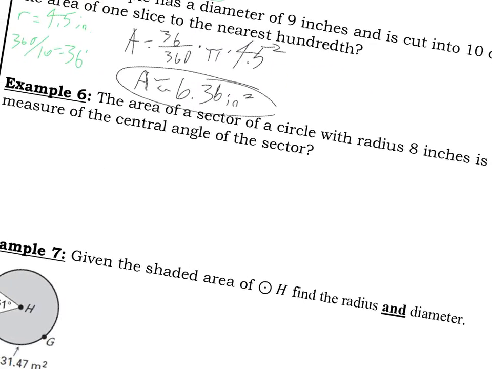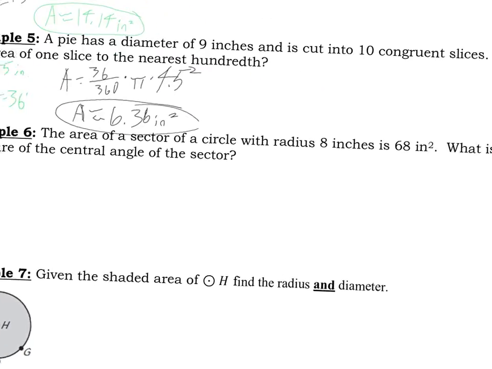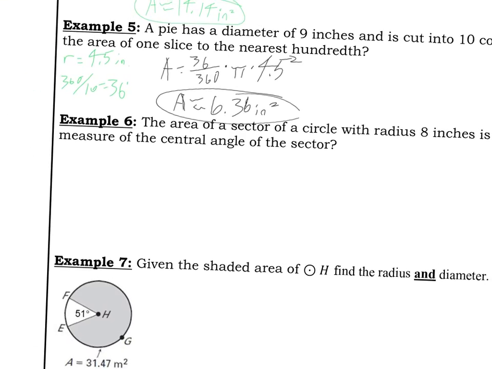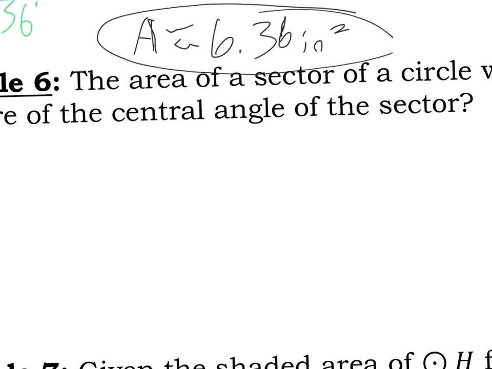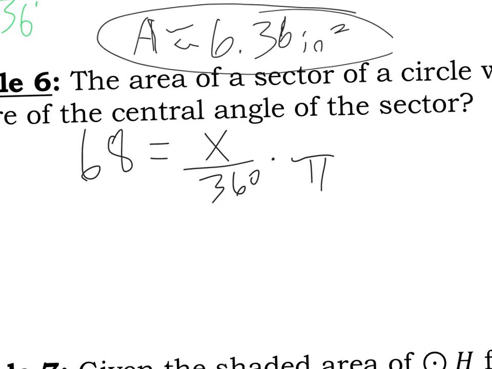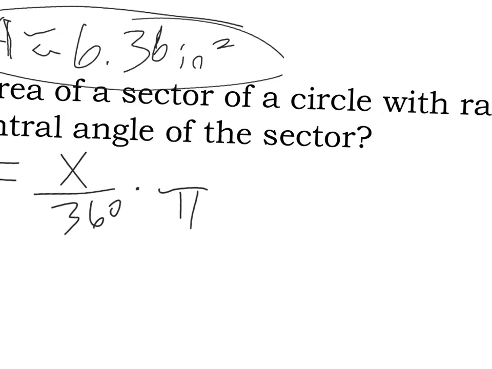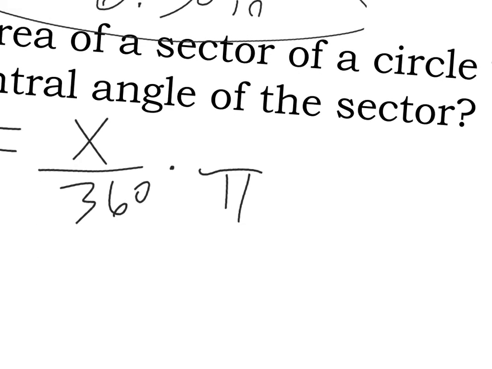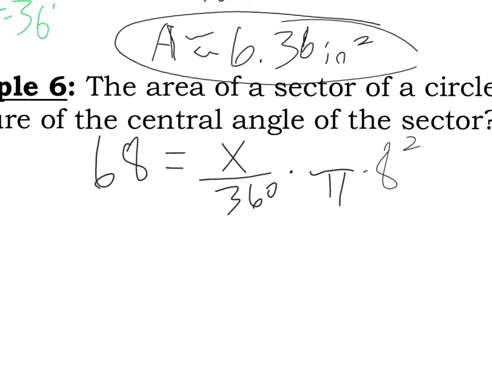The area of a sector of a circle with a radius of 8 inches is 68 inches squared. What's the measure of the central angle? Okay, cool. So we're going to have to go backwards. We have 68 equals some degree, you don't know what it is, over 360 times pi r squared. And your r was 8, so I'm going to go times pi 8 squared. Okay, so this is a straight up multiplication problem. Something over 360 times pi times 8 squared.